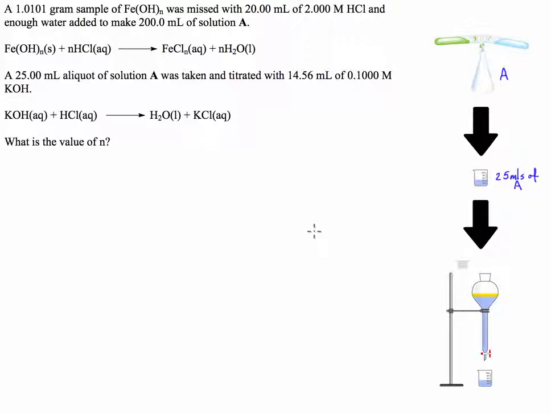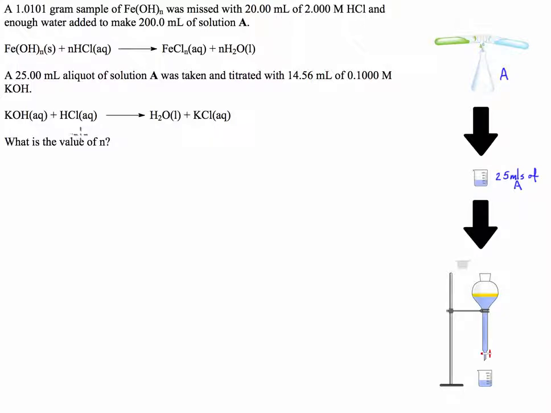A 1.0101 gram sample of Fe(OH)n was mixed with 20 mLs of 2 mol per litre hydrochloric acid and enough water to make 200 mLs of solution. We'll call that solution A. A 25 mL aliquot of solution A was taken and titrated with 14.56 mLs of 0.1 mol per litre potassium hydroxide according to this equation here. What is the value of n?